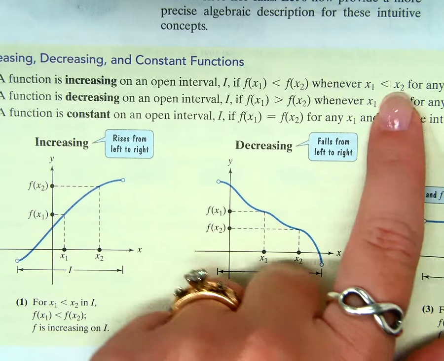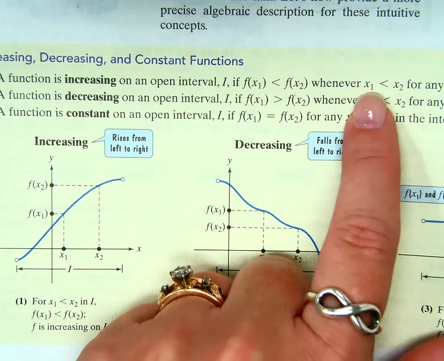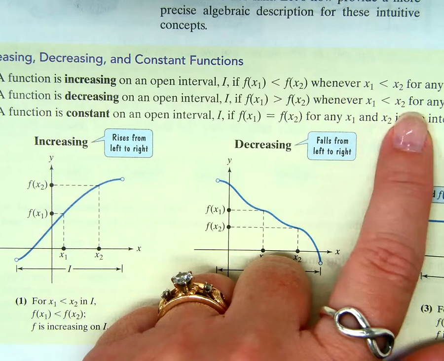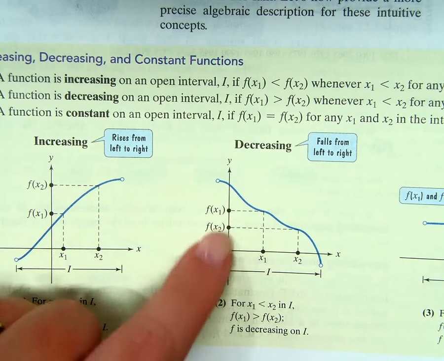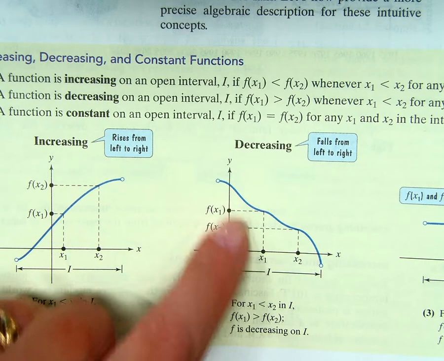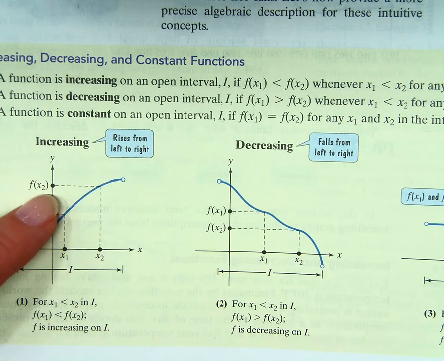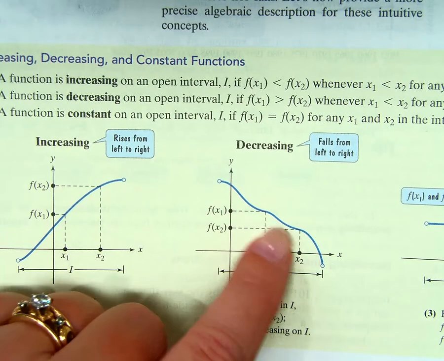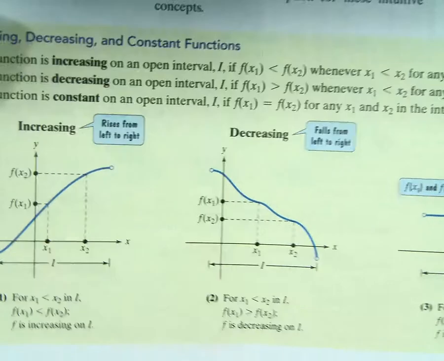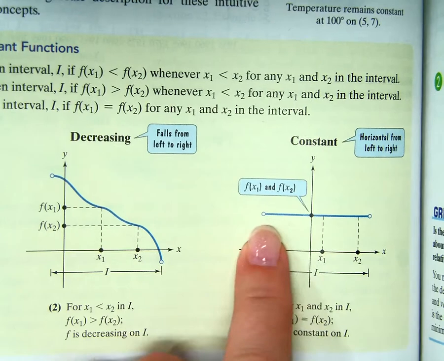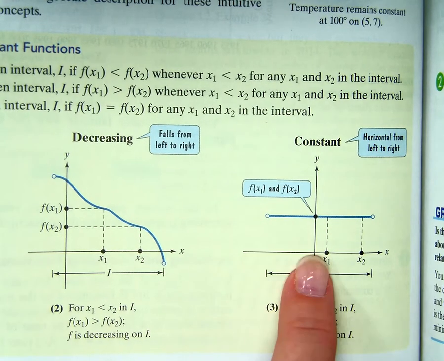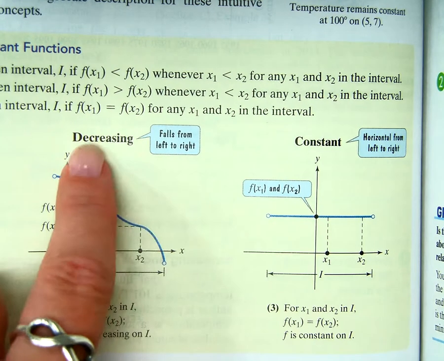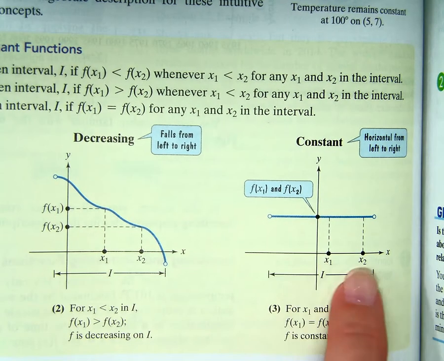Both of these, the x values are the same. x sub 1 has to be less than x sub 2. It depends on the y value, which one is higher, which one is further up on the graph. Is x sub 2 higher? If it is, then that means it's increasing. If x sub 1 is higher, that means it's decreasing. And then last is the constant. It's constant if f of x sub 1 and f of x sub 2 are the same, equal for the interval from x sub 1 to x sub 2.